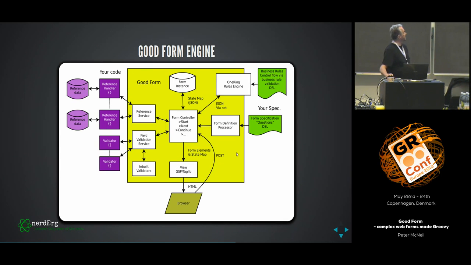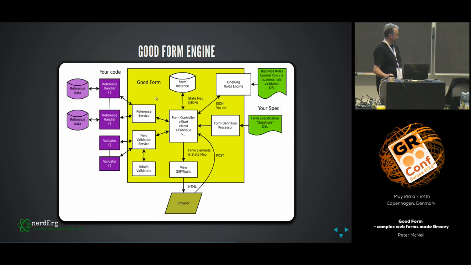Now we've talked about the rules engine up here. So you basically supply some rules which go into the rules engine, the specification for the form, or the form definition as we call it, and that gets processed. There's the controller, there's the view, goes to the browser. You'll see up the top here we've also got a little bit of storage, and that basically stores the form instances as well as the form definitions and their versions.